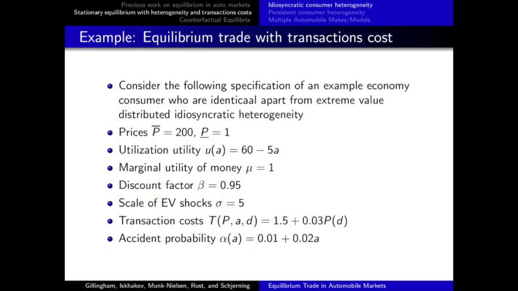Okay, so let's do an example. This is something you could try to replicate and code up with these formulas. Consider the following specification of the economy. You have extreme value distributed idiosyncratic heterogeneity, so everything that we have on the previous slides applies. New car prices are 200, the scrap price is 100, the utility function starts at 60 and declines in age with slope 5, marginal utility of money is 1, discount factor 0.95, and the scale of the EV shocks is 5. Then the transaction cost function is 1.5 plus 3% of the price of the car that you buy.